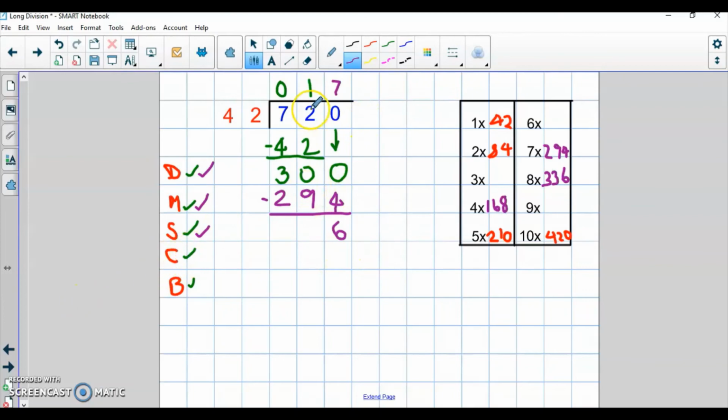Now let's just give it a check. So 7 lots of 42 is 294. Take that away from 300. 294 add 6 is definitely 300, so all that seems fine. Bring down, well, I've nothing left to bring down, so I've got to the end and I've got a remainder of 6. So there's my answer. 720 divided by 42 is 17, remainder 6. Job done.